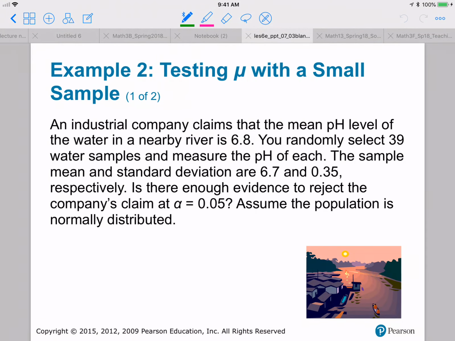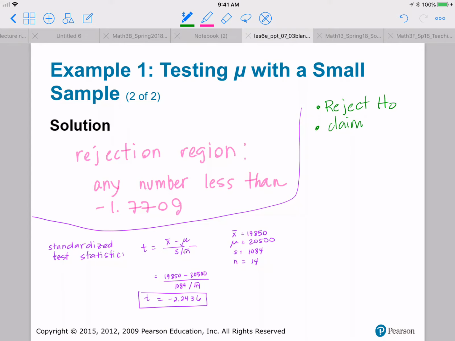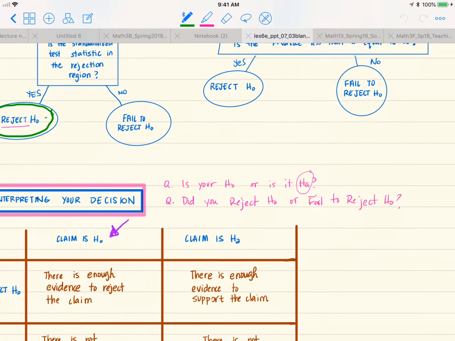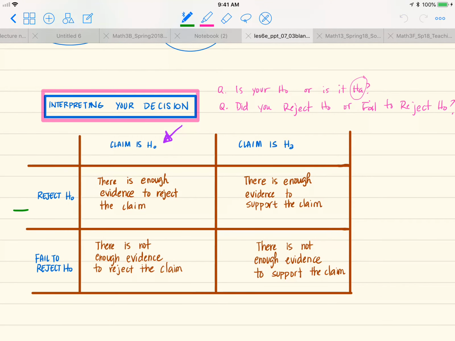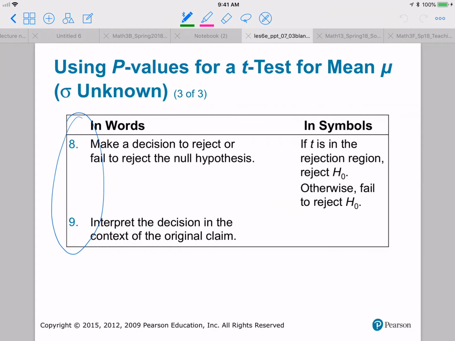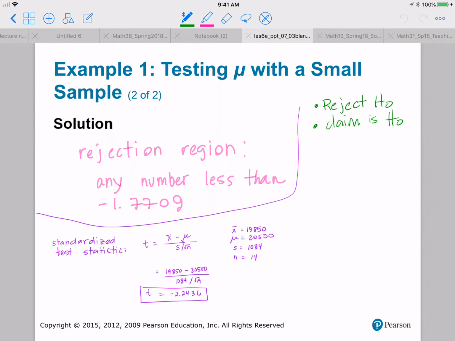Now to interpret our decision, remember we need two pieces of information. Do we reject H naught or fail to reject H naught? And what is our claim? Is it the null or the alternative hypothesis? Looking at this, our claim is the null hypothesis. Do you see that? The claim is H naught, and we rejected H naught. So our decision is there's enough evidence to reject the claim.